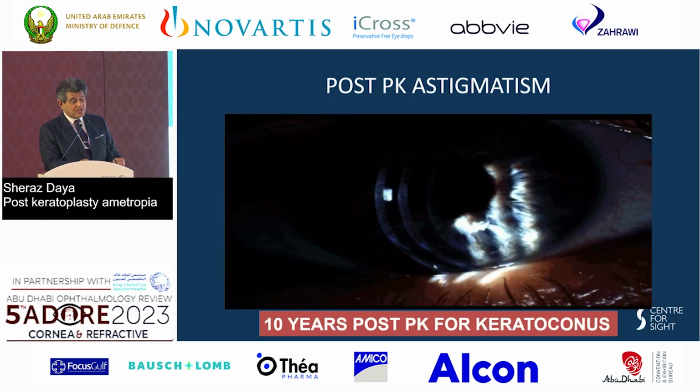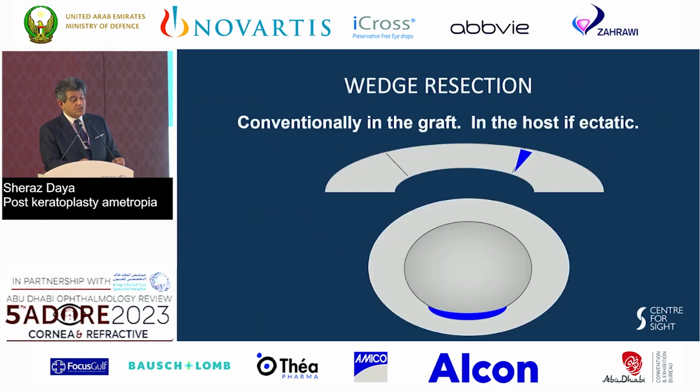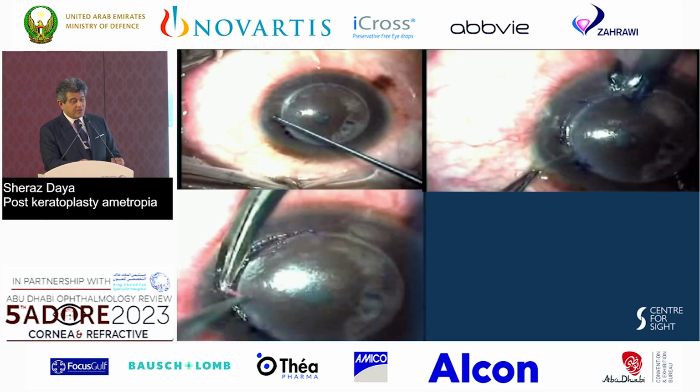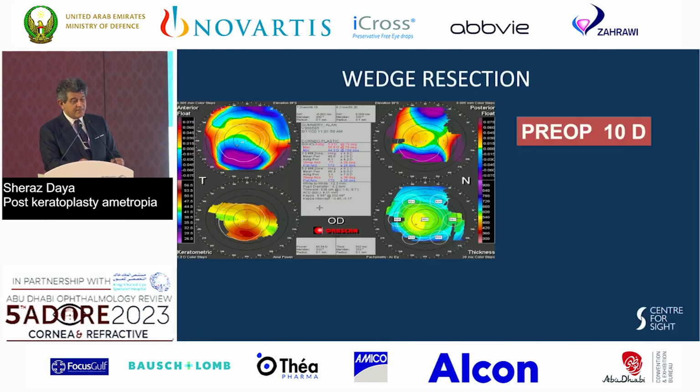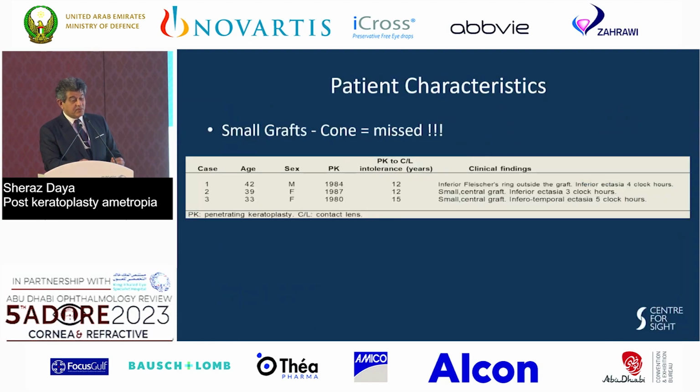I already showed you this patient who was a general practitioner. I'm not going to go through that again. So wedge resection is one way of correcting areas of peripheral ectasia. Let me go through these quickly. I hadn't realized these were in the same session. This is just some of the outcomes, and we published this a while ago.